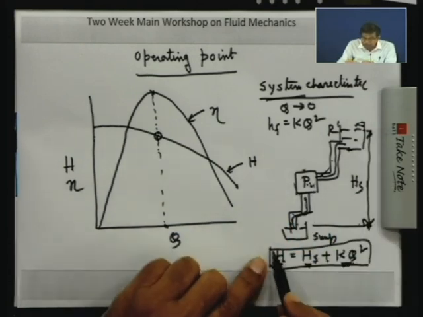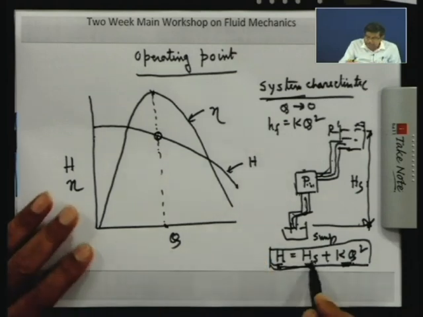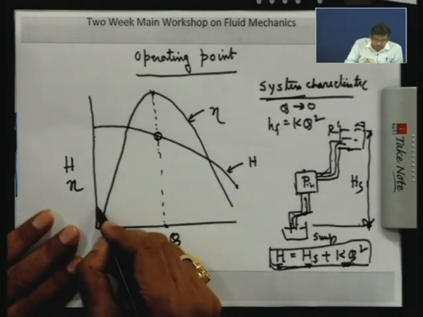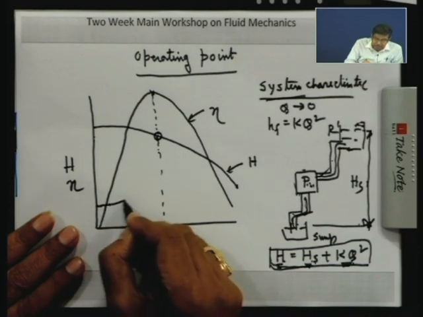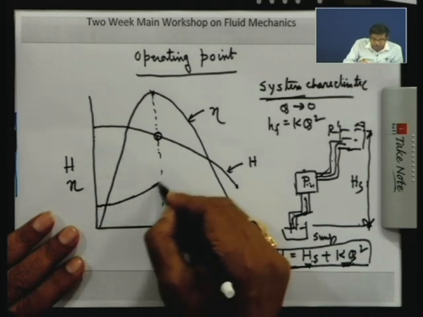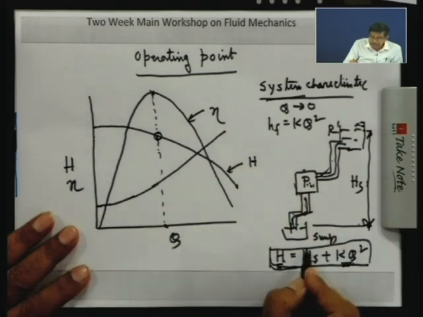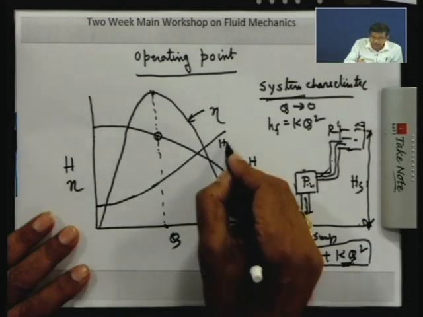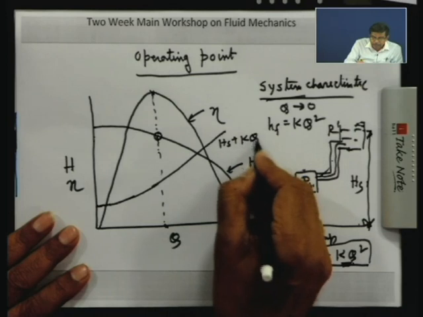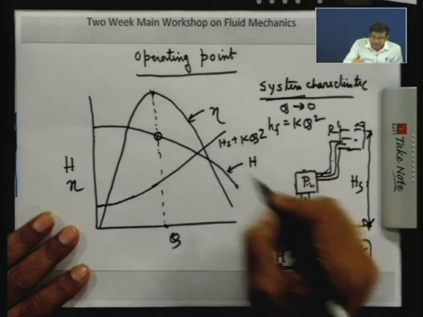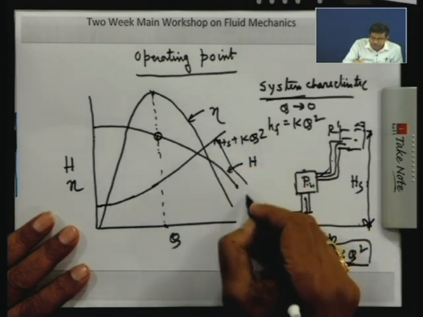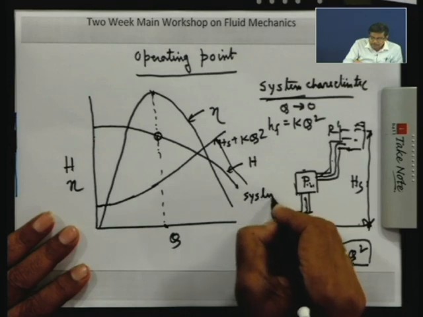Therefore, a pipe resistance should follow this equation, Hs plus Kq square. This is known as the system resistance. So, I will show it like this. That means this equation, Hs plus Kq square, is known as the system resistance curve.